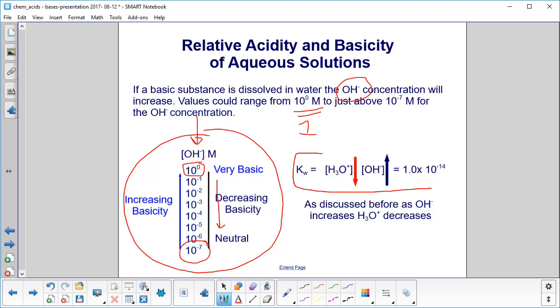So here's our ionic constant of water, which we know is always 1 times 10 to the minus 14th. So if you increase the hydroxide, you decrease the hydronium because their product must remain constant.